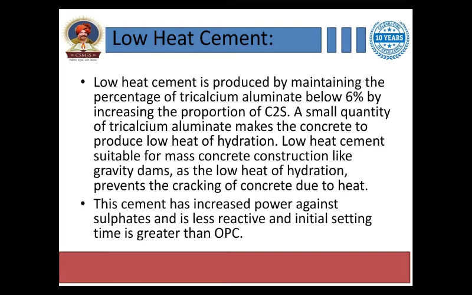So low heat cement is produced by maintaining the percentage of tricalcium aluminate below 6% by increasing the proportion of C2S. It means C3S will be reduced and C2S will be increased. A small quantity of tricalcium aluminate makes the concrete produce low heat of hydration. Low heat cement is suitable for mass concrete structures like gravity dam, right? As low heat of hydration prevents the cracking of the concrete due to heat.